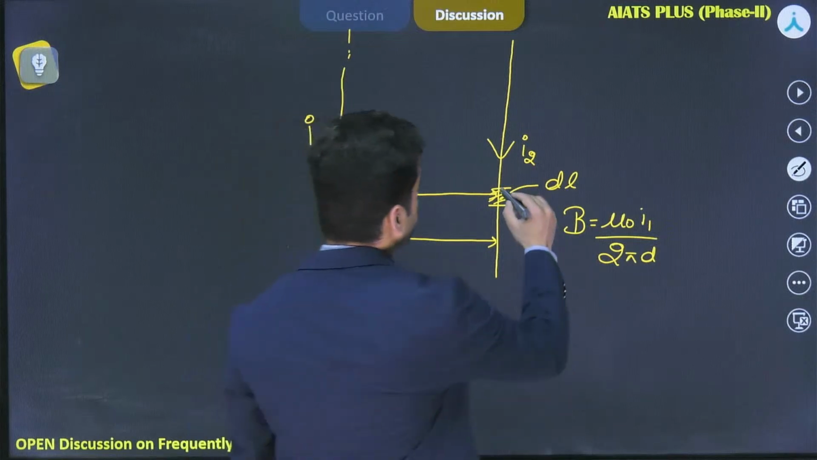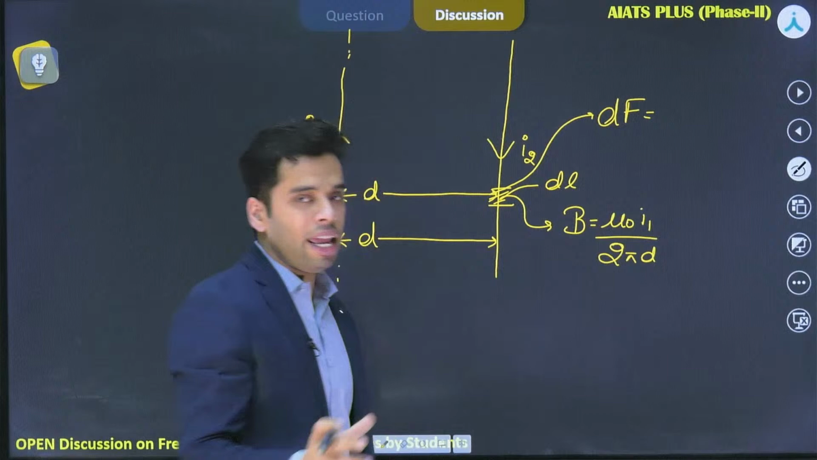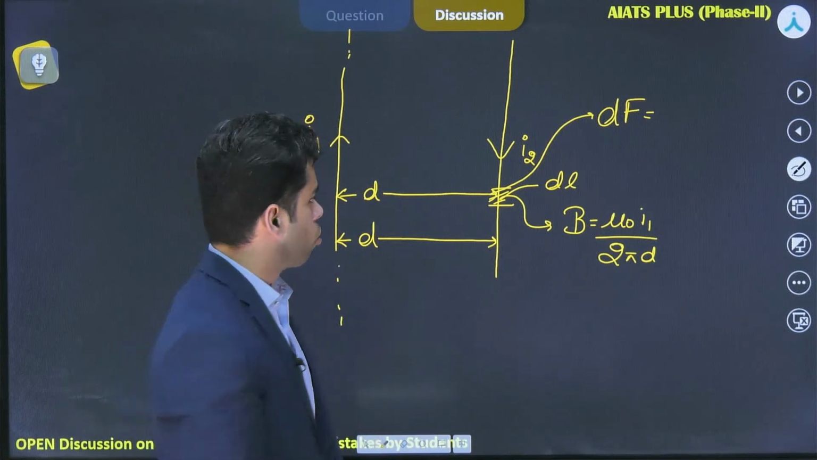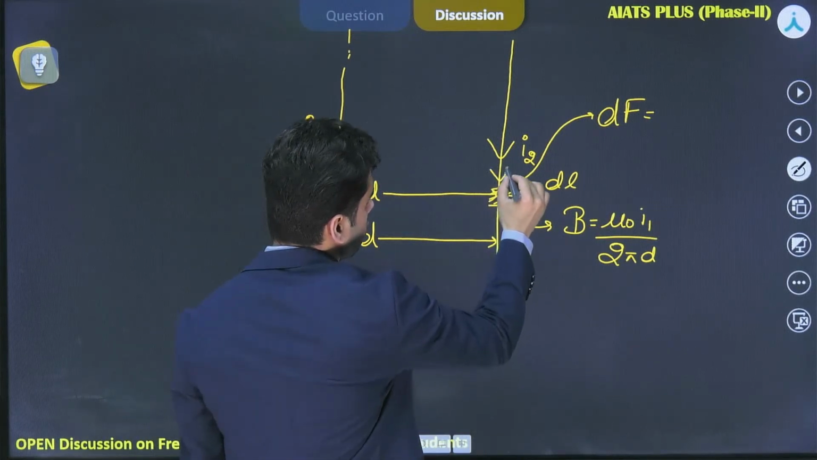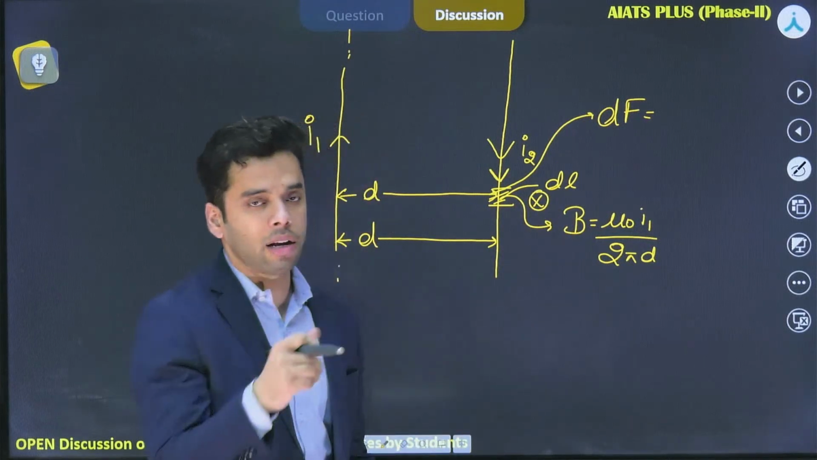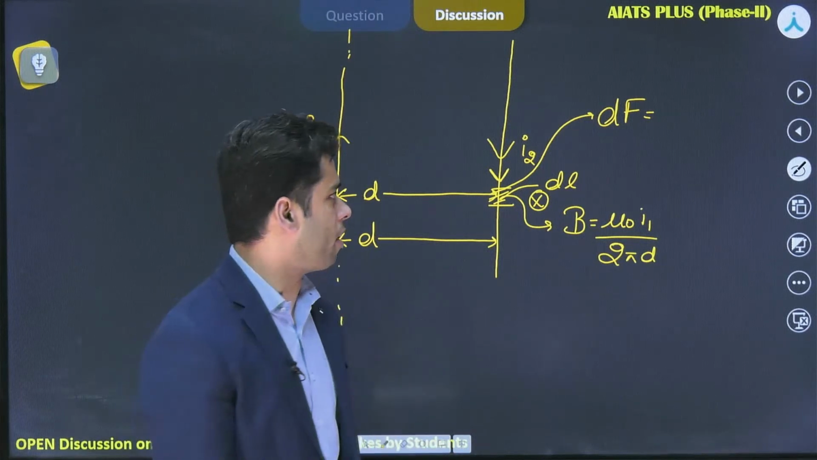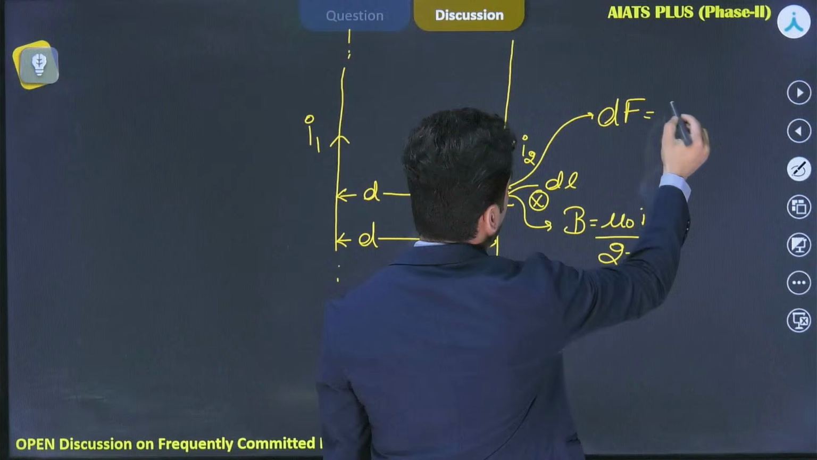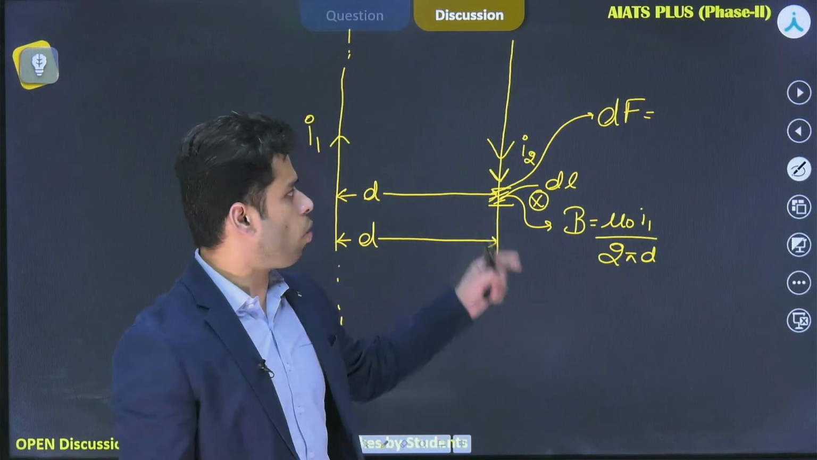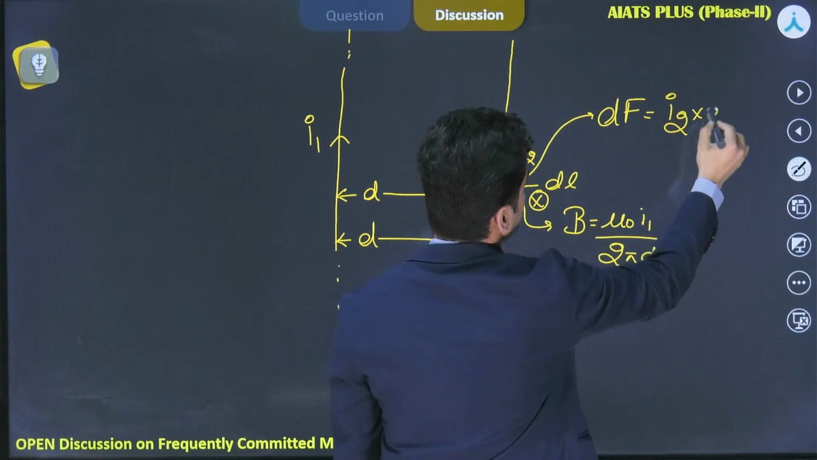Let me write the magnitude. So dF is equal to I dL cross B. The direction of dL is this and B is into the plane. So for dL cross B, the angle between dL and B is 90 degrees. So the magnitude will be I. What is the current in this wire? It is I2. So I2 into dL into B.